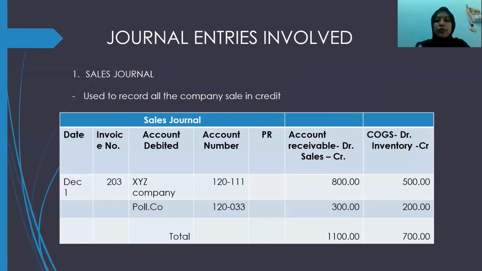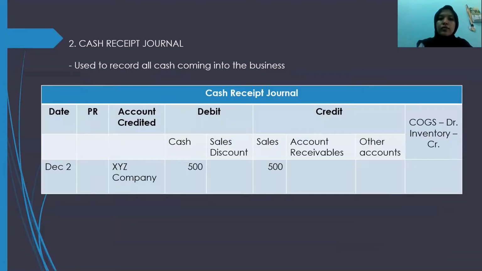Next, I will proceed with the journal entries related to the revenue cycle. So the first one is the sales journal. The sales journal is used to record all the sales the company makes on credit. So this is an example of how to record in the sales journal. The second journal involved is the cash receipt journal. This journal is used to record all the cash that comes into the business. This is an example of the cash receipt journal.